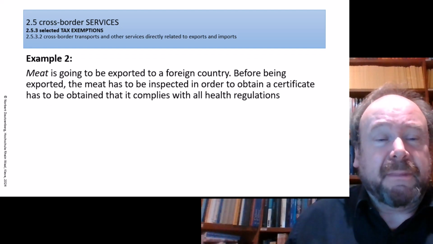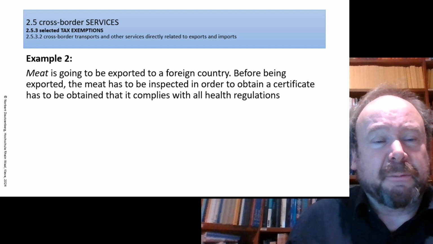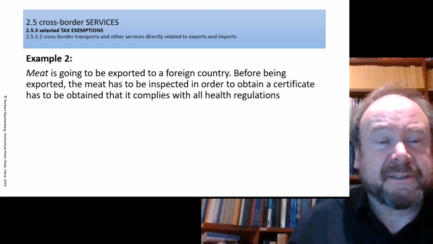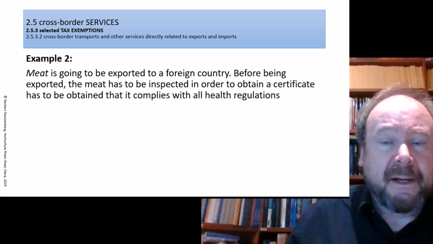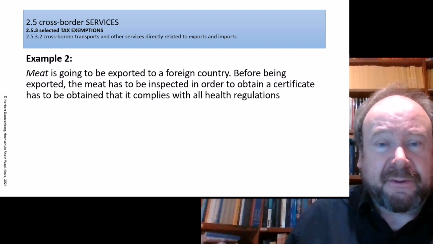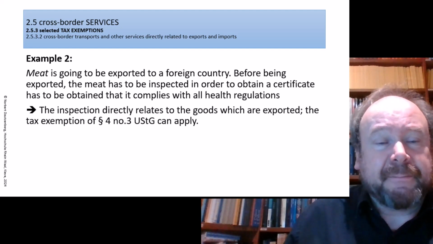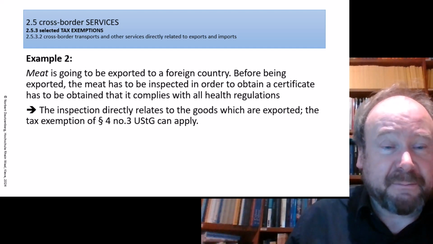If meat is going to be exported to a foreign country, and before being exported, the meat has to be inspected in order to obtain a certificate that it complies with all the health regulations in the country of destination, then the inspection directly relates to the good which is exported. The exemption of 4(3) can apply.